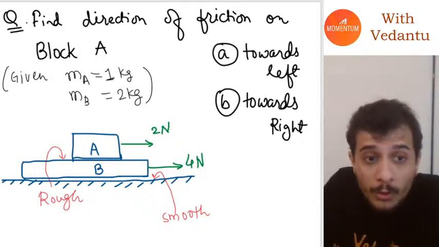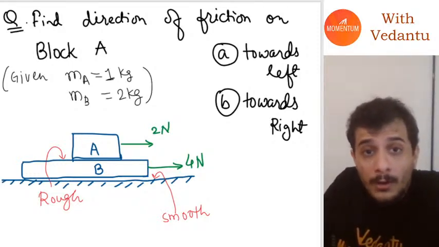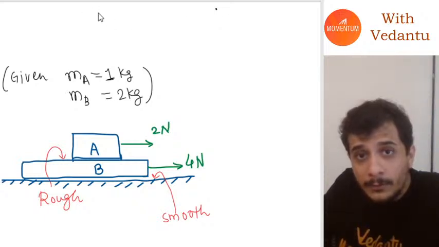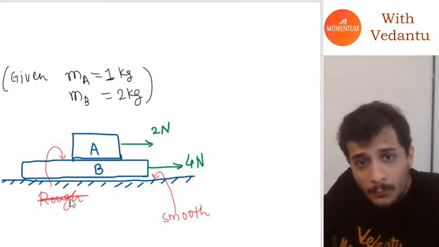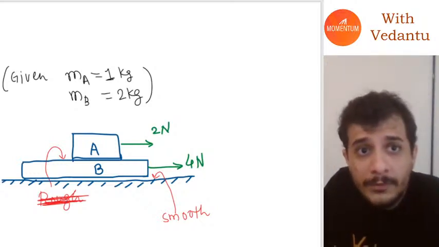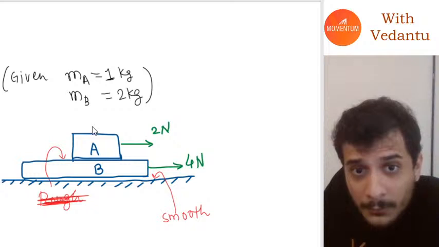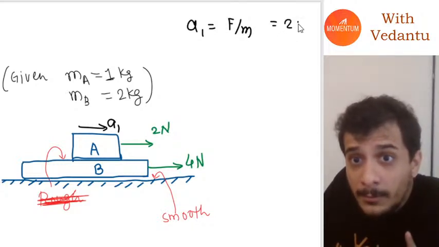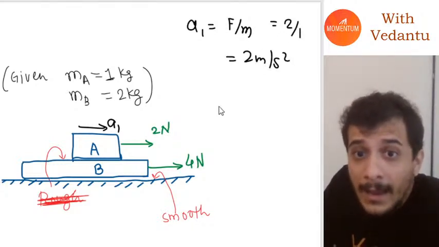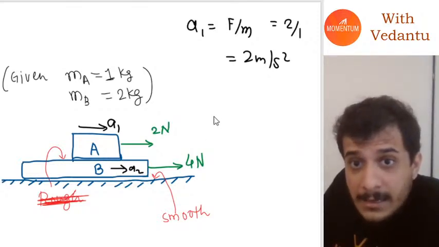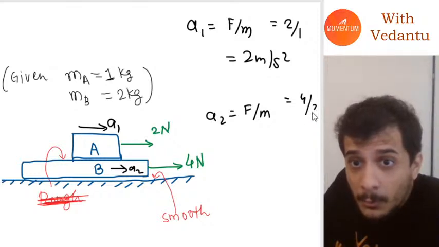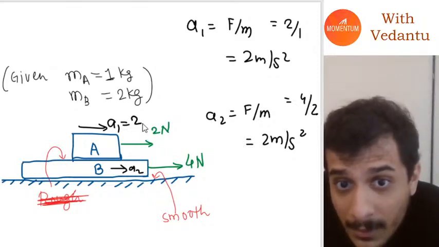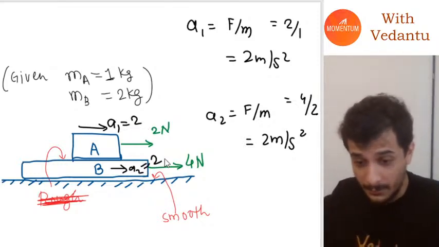Okay, now guys, how to solve this? For a minute, assume that there is no friction. To calculate the direction of friction, first assume there was no friction, and then calculate both of their accelerations. If there is no friction, A1 will be equal to F by M, which is 2 by 1, which is 2 meters per second square. And A2 of block B will be F by M, which is 4 by 2, also 2 meters per second square. So both of them are moving with acceleration 2 meters per second square.